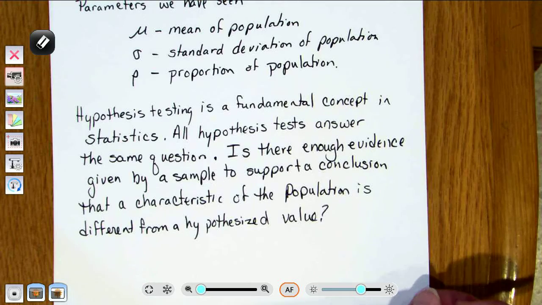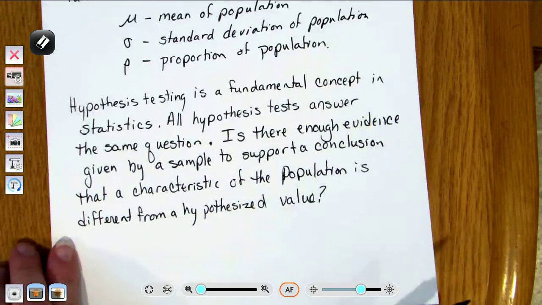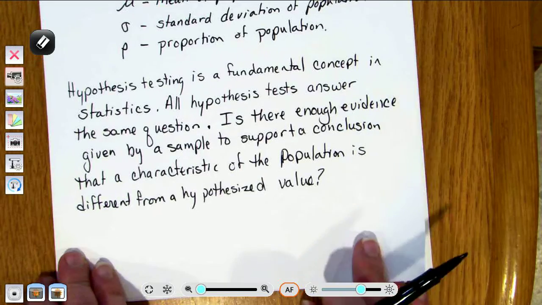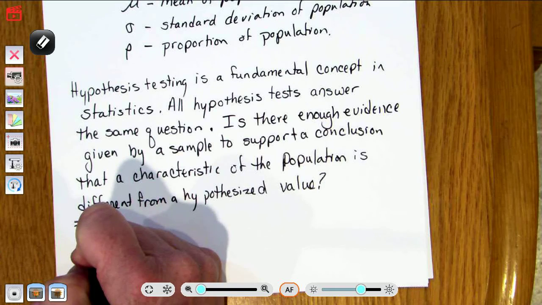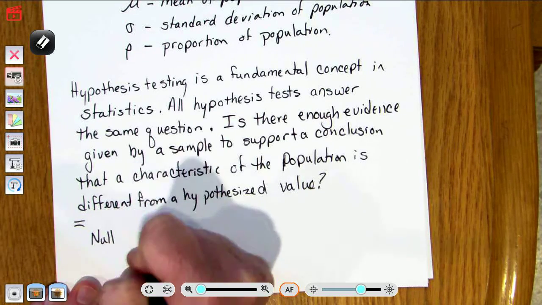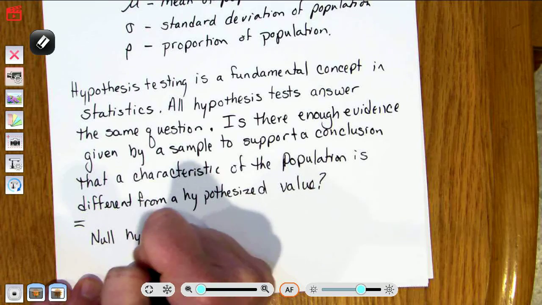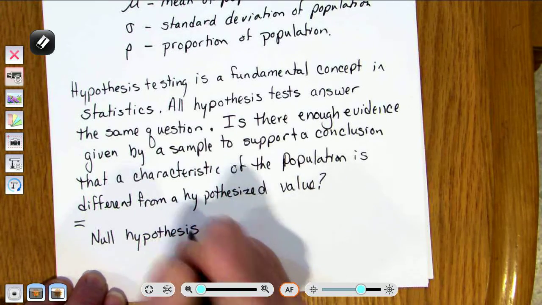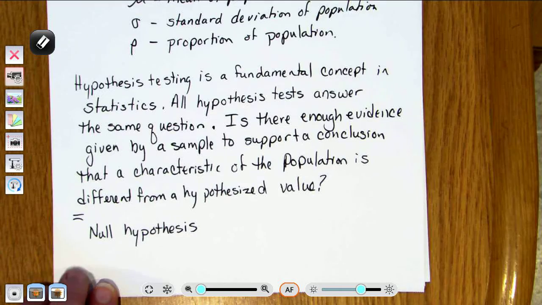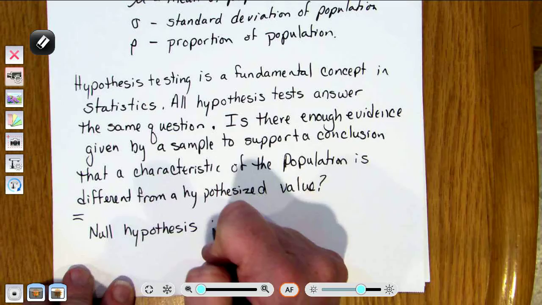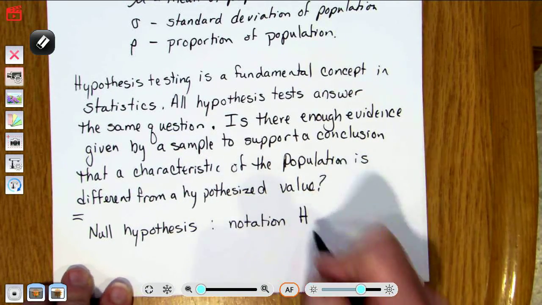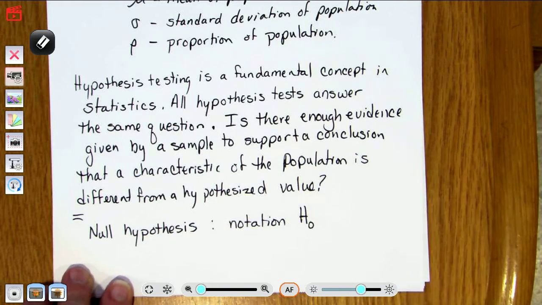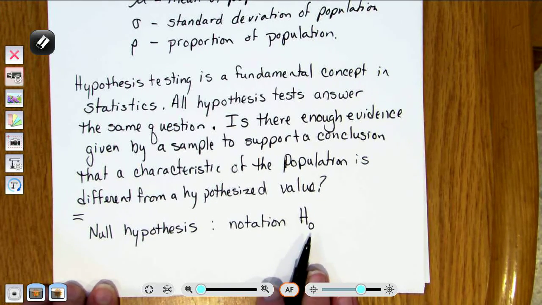But the first thing we're going to have to talk about, though, is there are two pieces that go into this hypothesis testing. And these two pieces are called the null hypothesis, and I like to think of the null hypothesis as what we kind of believe is the case to begin with. And the notation that we use for the null hypothesis is H for hypothesis, and then we put the number 0 down there for meaning null or empty, or the start.